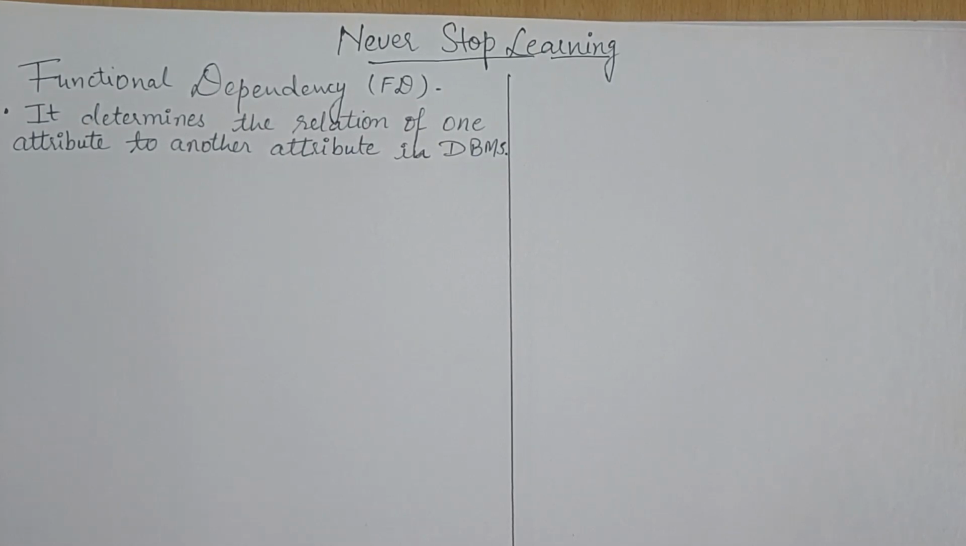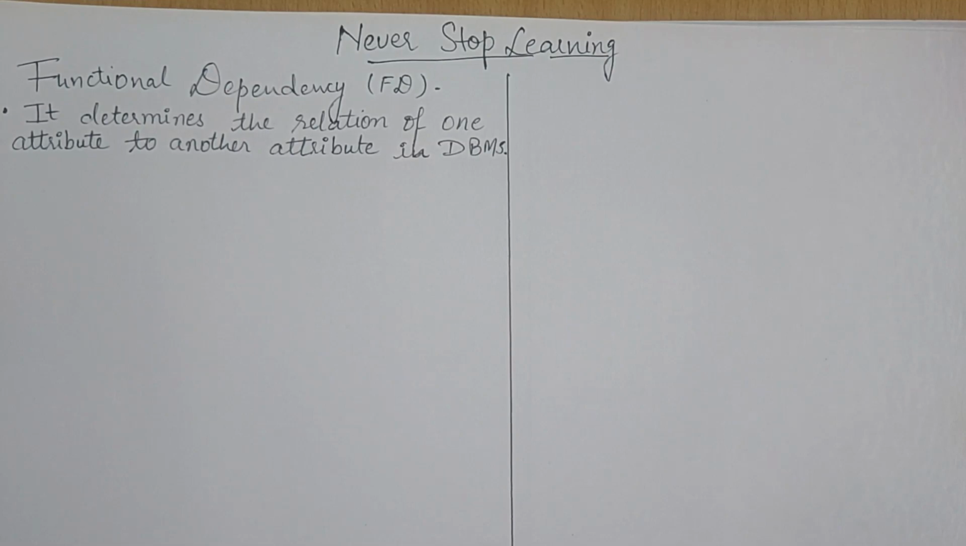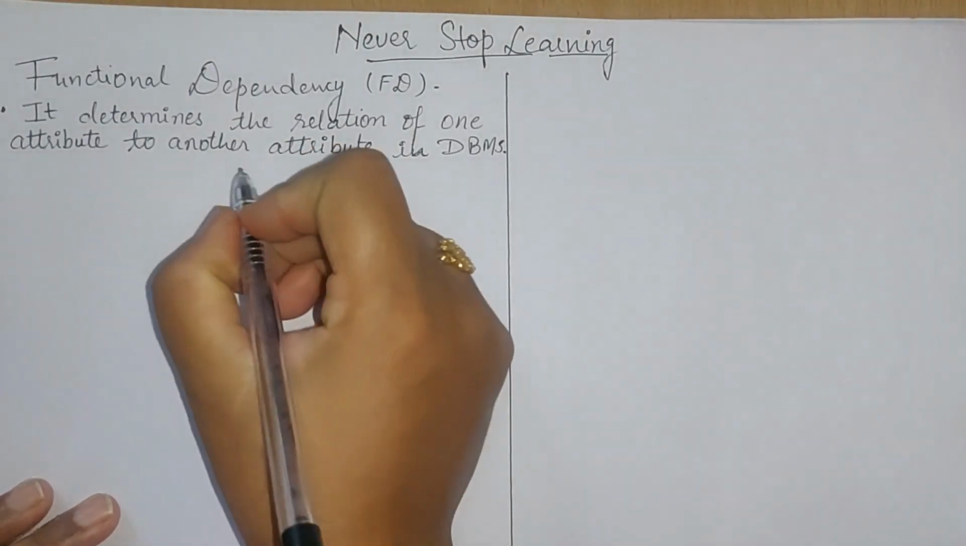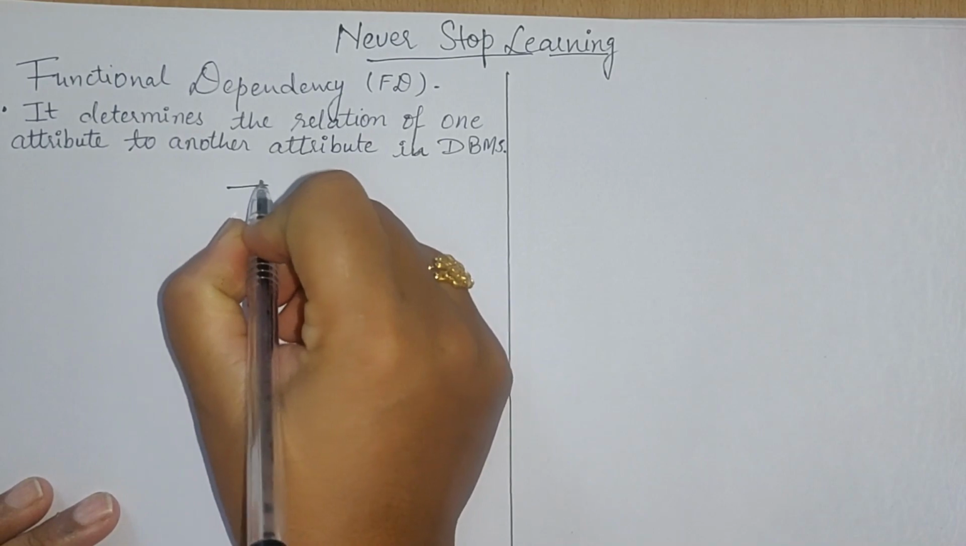So let's understand what is functional dependency. Functional dependency determines a relation of one attribute to another attribute in database management system. It helps us to maintain the quality of the database. And this functional dependency is denoted by an arrow.